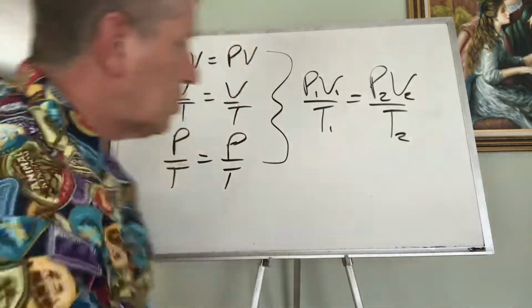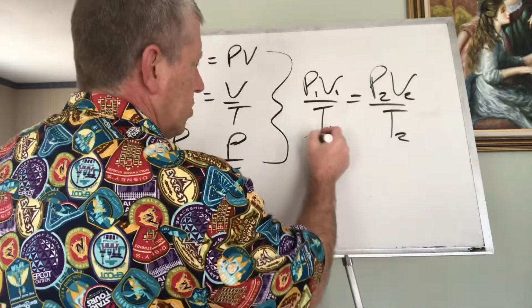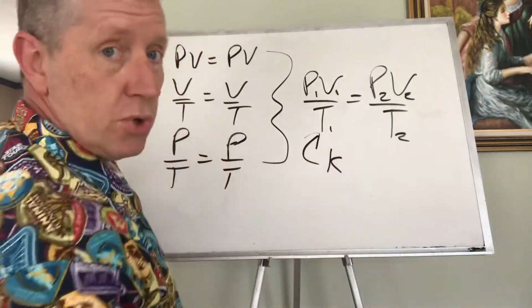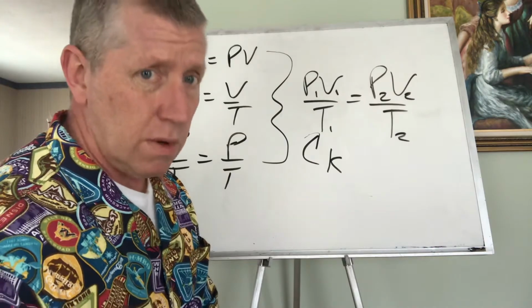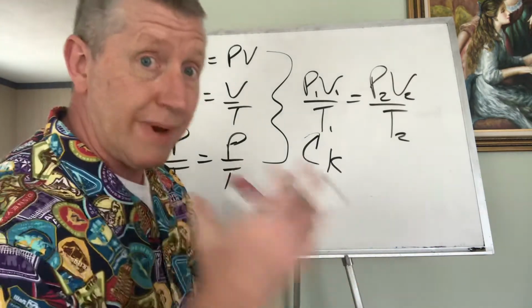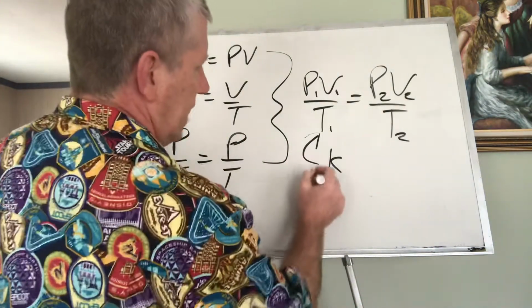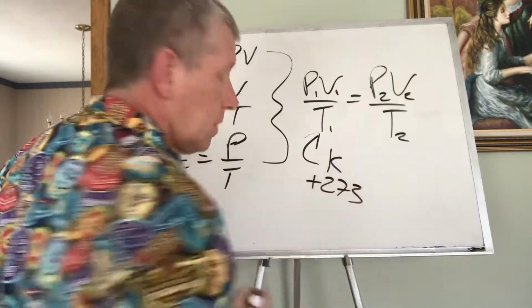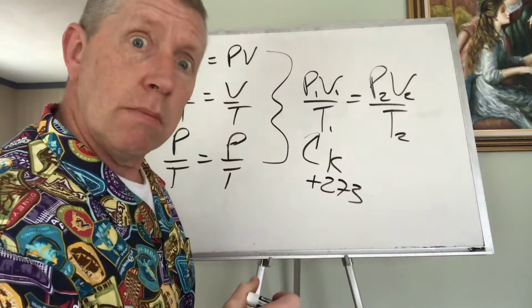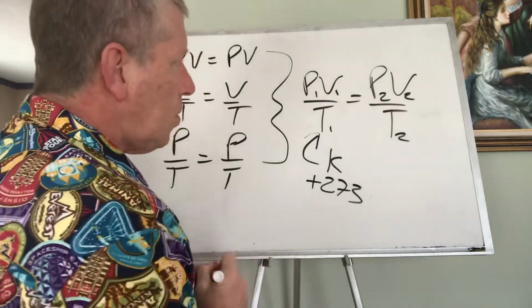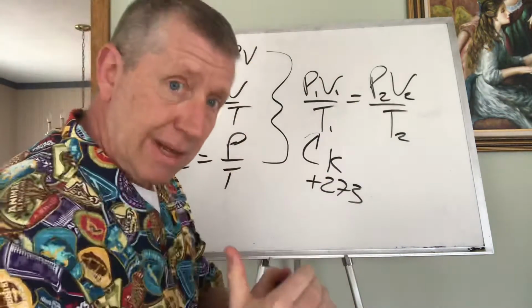All right. So you want to make sure that these temperatures are in absolute temperatures. You can never go wrong with absolute temperature. You usually will go wrong with Celsius, so make sure you're in Kelvin. Okay, so add 273 whenever you're given a Celsius temperature, and you got yourself in Kelvin. Okay, so those are the basic gas laws.